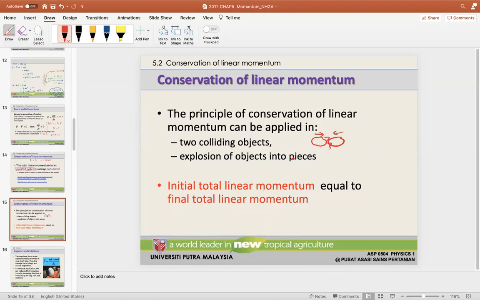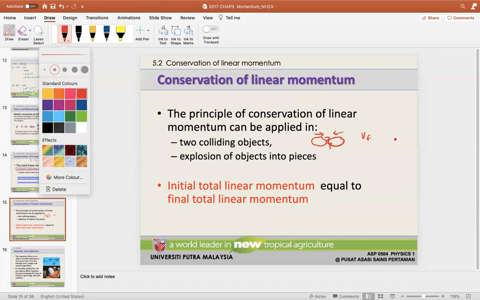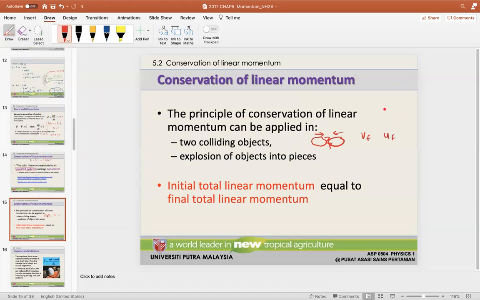So you have momentum, but due to the conservation of momentum, you can calculate the V final or the U final, vice versa. U final, V final, or U, V initial. So based on the conservation of linear momentum, you get to calculate the final velocity or the initial velocity. There's an equation for that.